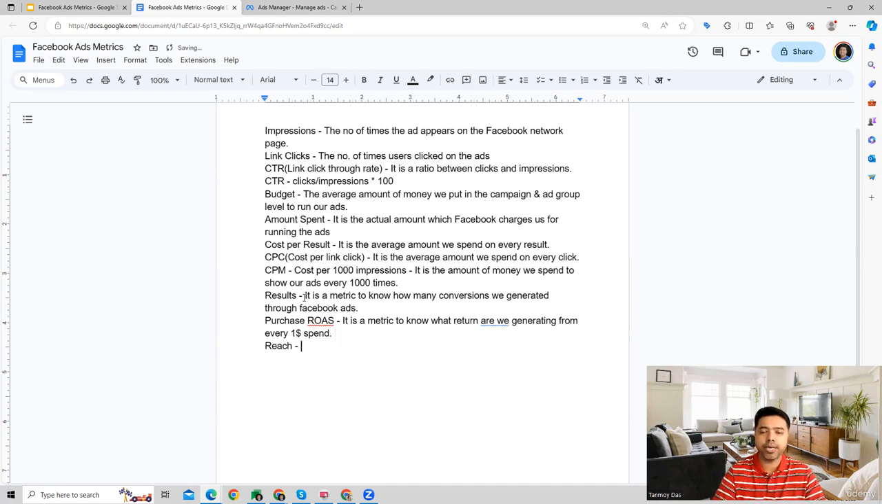And then another metric you will see in the account is reach. Reach is the number of Facebook accounts we're able to reach to show our ads. Basically, the number of users on the Facebook network whom we are reaching out to show our ads. This metric shows us that data. It gives an idea of how many people we are reaching and showing our ads to, and whether our campaigns have been successful enough or not.